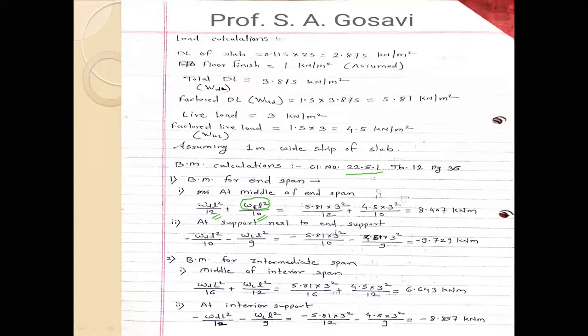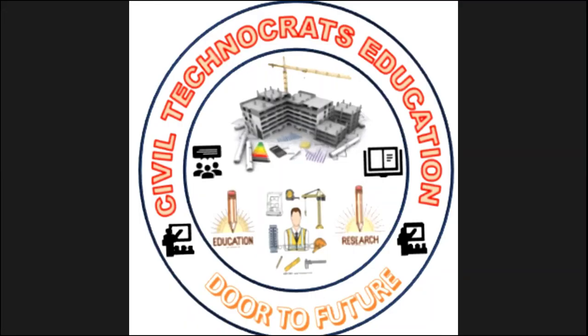So here at the support next to the end support, it is WL square by 12, again with a minus sign. The sign is negative here because the bending moment is a hogging moment. 1 by 10 is the factor here, and 1 by 9 is the factor over here. Now we will move to the IS code to tell you exactly. I will stop my screen sharing here, and we will go to the IS code now.